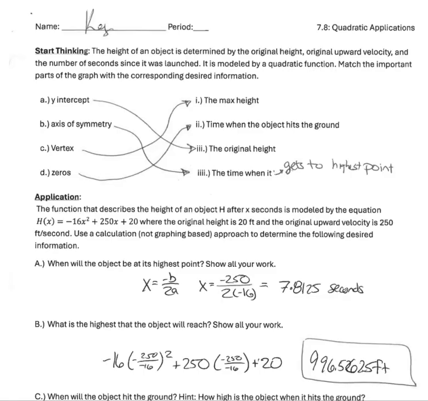So the y-intercept is going to be the original height. The axis of symmetry is the time when it gets to the highest point. The vertex is going to be the max height. It also has the time at the max height, which is kind of nice. And your zeros are going to be the time when the object hits the ground.